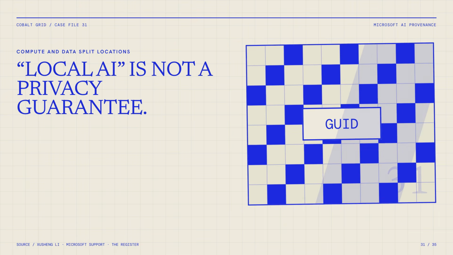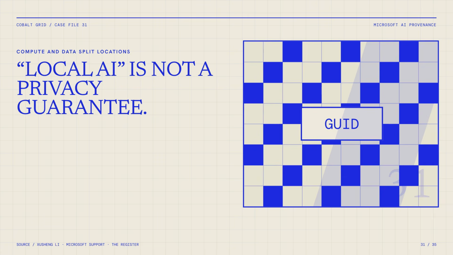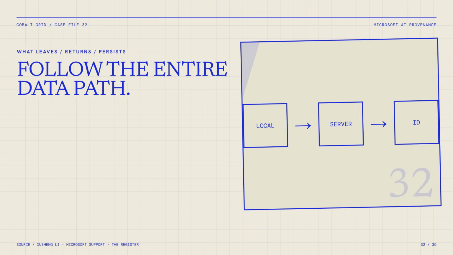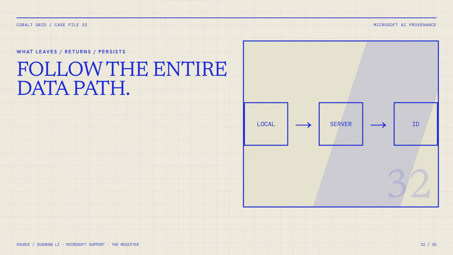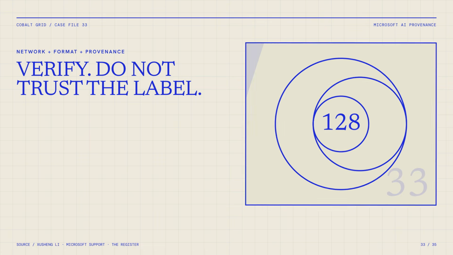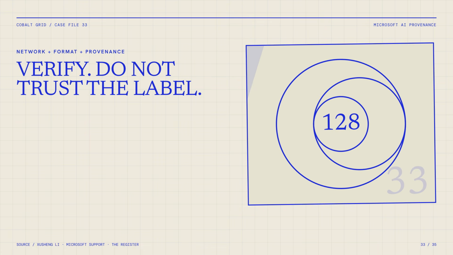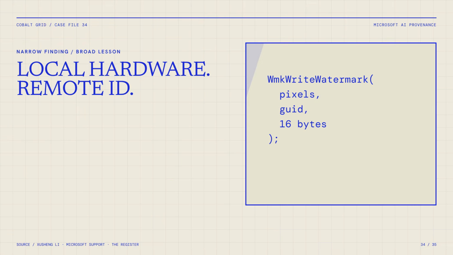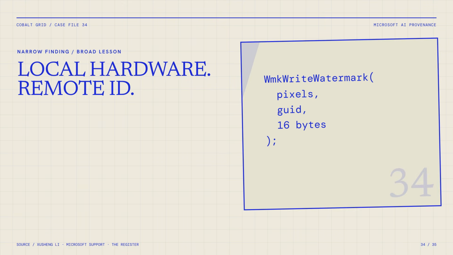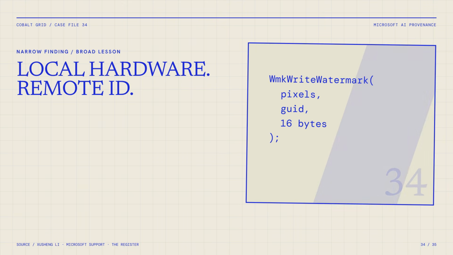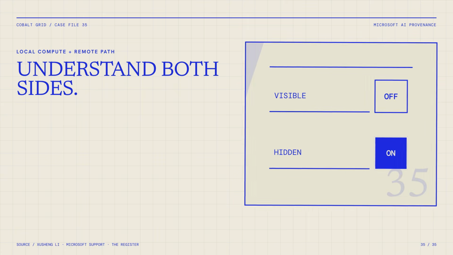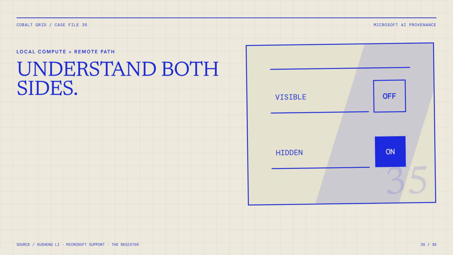Computation, moderation, logging, signing, and watermarking may happen in different places. The better question is not simply, does the model run locally? Ask what leaves the device, what returns, what is stored, and what is embedded in the output. For sensitive work, inspect product documentation, network activity, export formats, and provenance data instead of relying on a single local label. The core finding is narrow but important. An image can be generated on your hardware while still carrying an identifier supplied by someone else's server. Local compute is real, so is the remote data path. Privacy depends on understanding both.